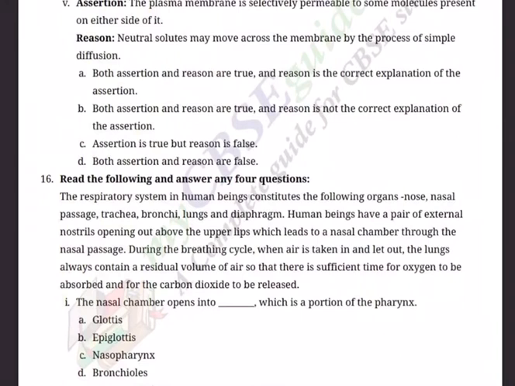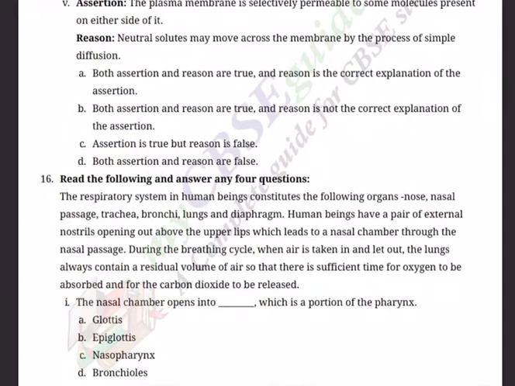Question 16. Read the following and answer any 4 questions. The respiratory system in human beings constitutes the following organs: nose, nasal passage, trachea, bronchus or bronchi plural, lungs, and of course the special muscle, the diaphragm.